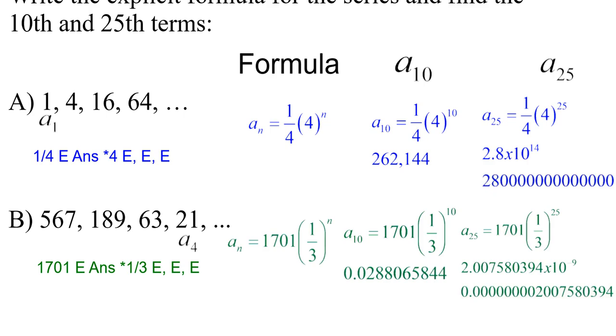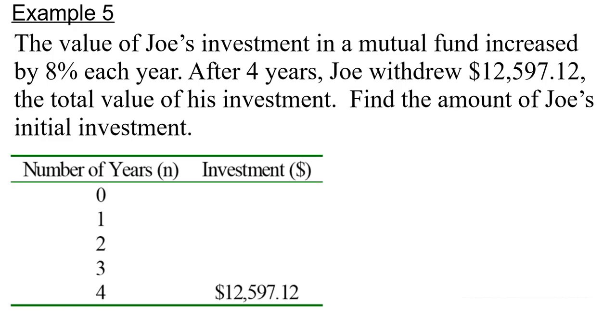All right, so now that we've got those two sequences under our belt, let's take a look at an application here. The value of Joe's investment in a mutual fund increased by 8% each year. After 4 years, Joe withdrew $12,597.12, the total value of his investment. Can you find the amount of Joe's initial investment?